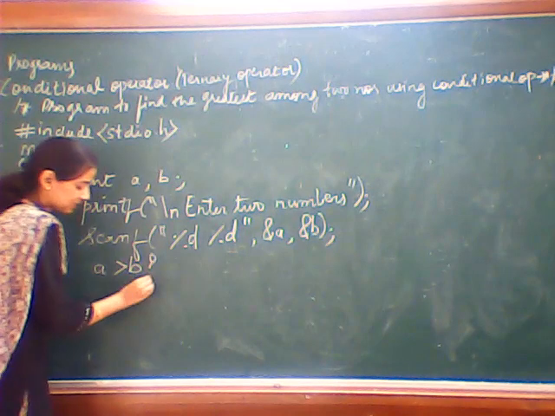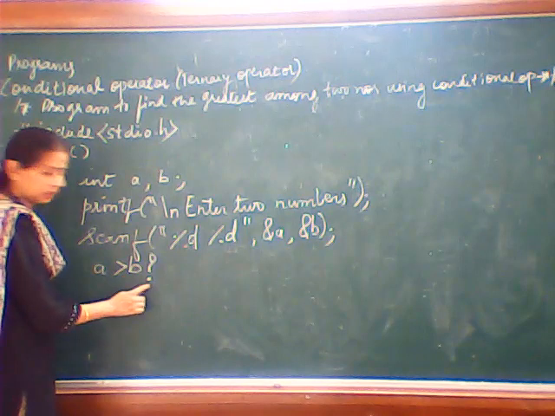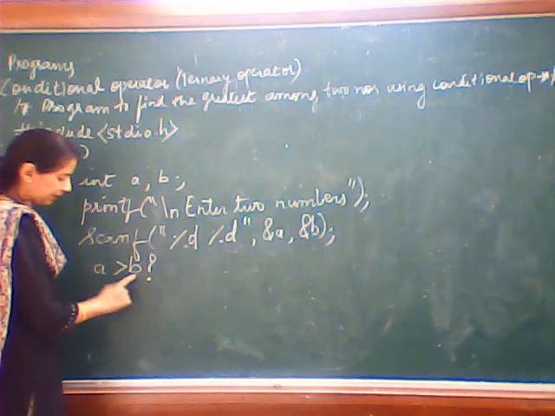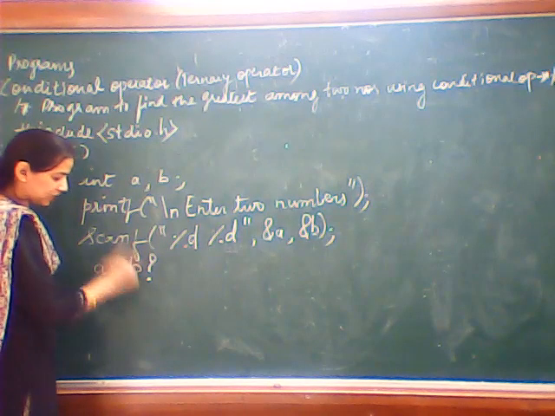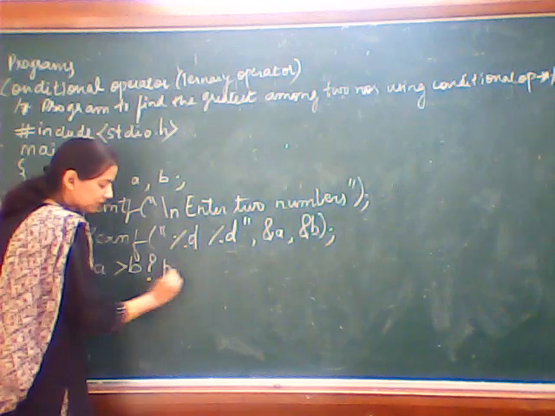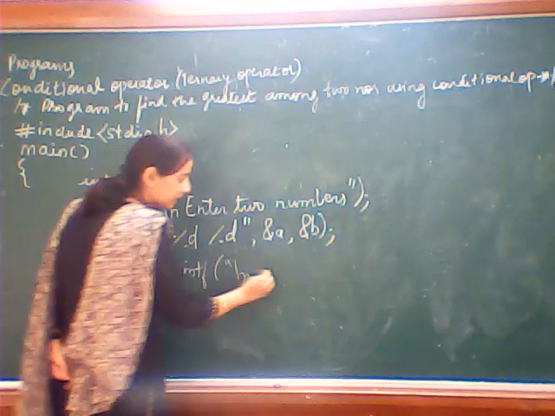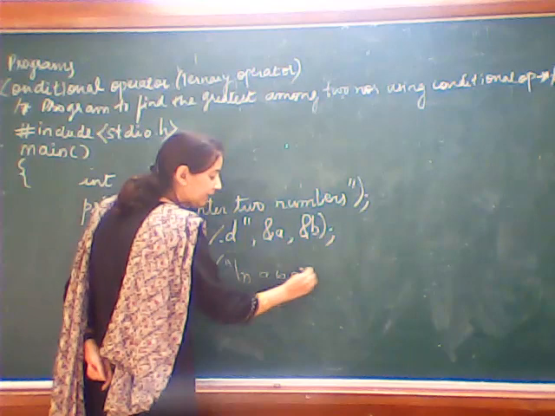If yes, then we will make use of the conditional operator with a question mark. If A is greater than B, if this expression is true, the second expression will execute. So what is the output I'll give? Printf "\n A is greatest".